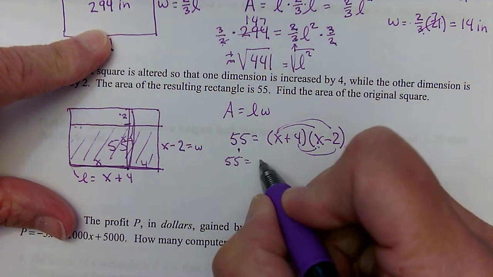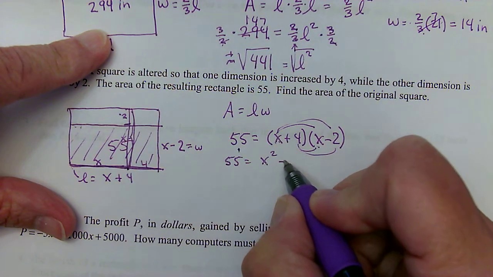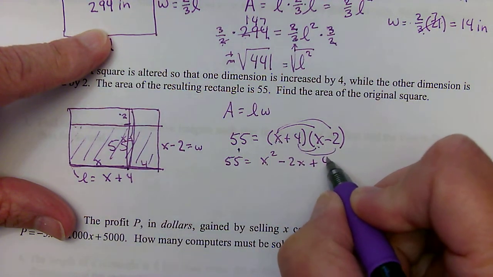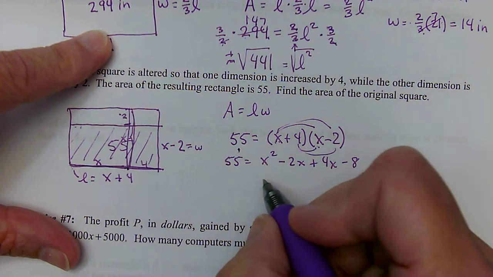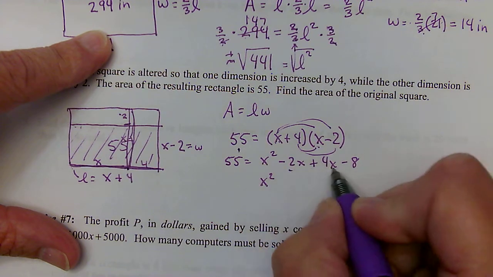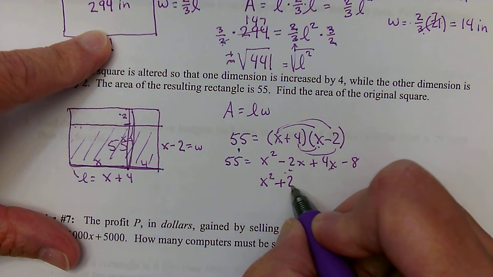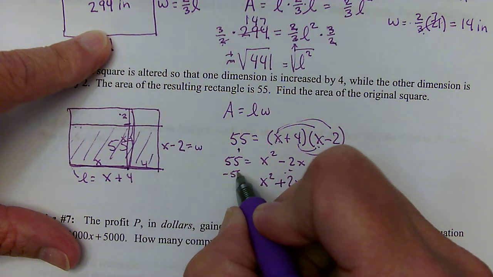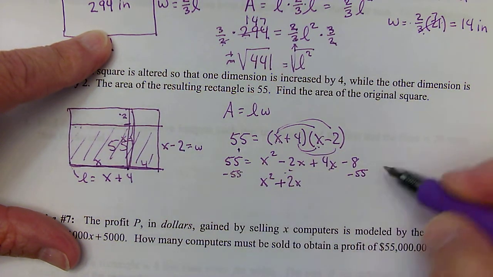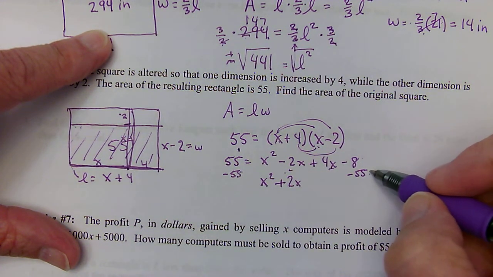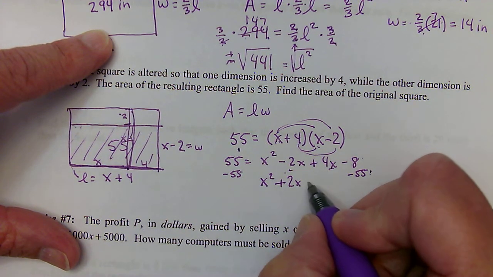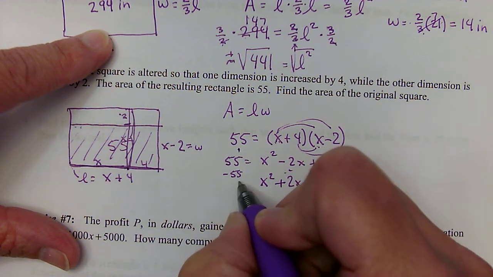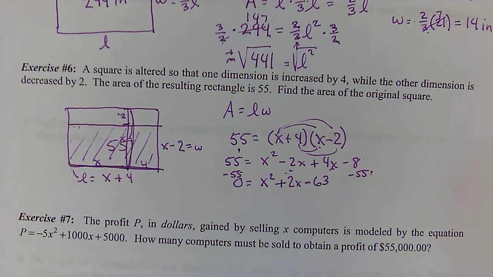So we get x squared minus 2x plus 4x minus 8. And then we combine like terms, so the plus 4x and the minus 2x give us plus 2x. And I would have to subtract the 55 from both sides. Since these have the same sign, I add them together and keep the signs, and that gives us minus 63. So we have 0 equals x squared plus 2x minus 63.